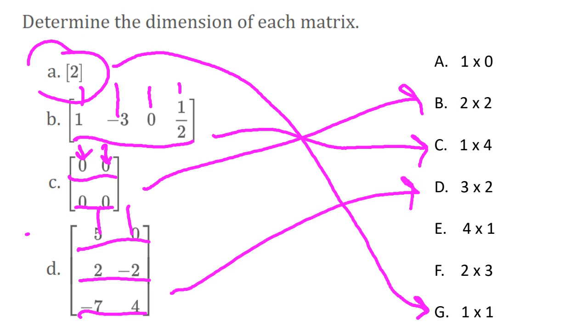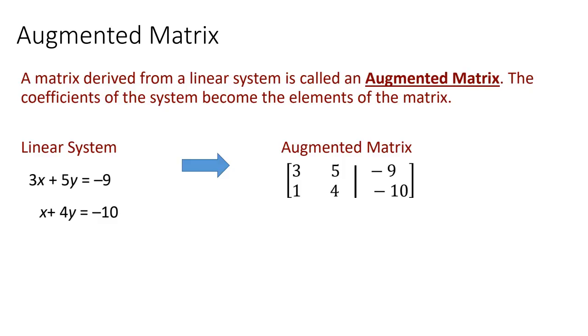Okay, so that is how we identify how big a matrix is. So let's go to the next one. So here we have something called an augmented matrix. An augmented matrix is going to be made up of transferring it from a linear system. And so the augmented matrix is made up of coefficients, and it's also made up of constant numbers.